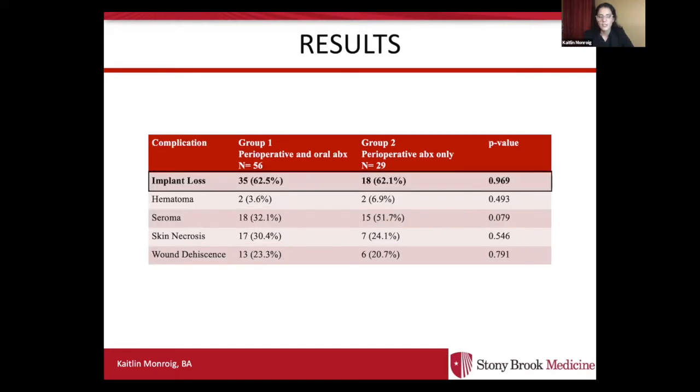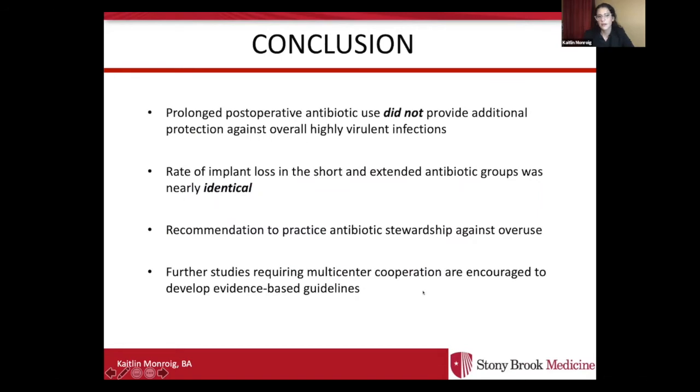When we look at the complication rates for our patients, they were also very similar. So the development of hematoma, seroma, skin necrosis, and wound dehiscence in both of our groups were not found to be significant. And interestingly, the rate of implant loss in both of our groups was almost identical at 62.5% in group 1 versus 62.1% in group 2 with a p-value of 0.969. So our study showed that prolonged postoperative antibiotic use did not provide additional protection against overall highly virulent infections. The rate of implant loss in our groups were nearly identical, around 63%.